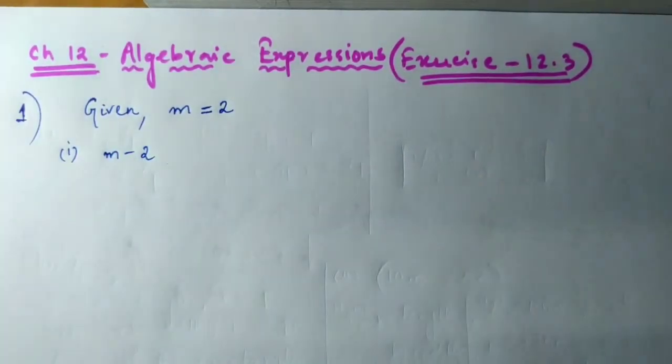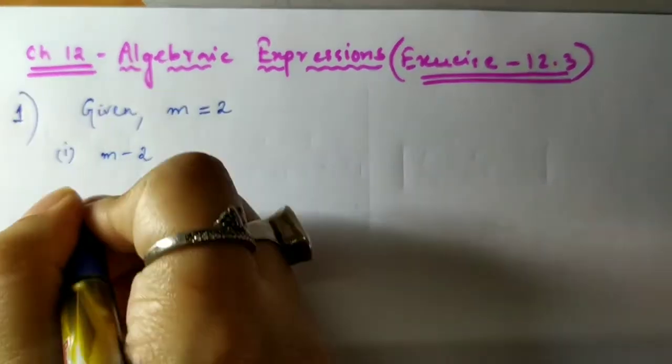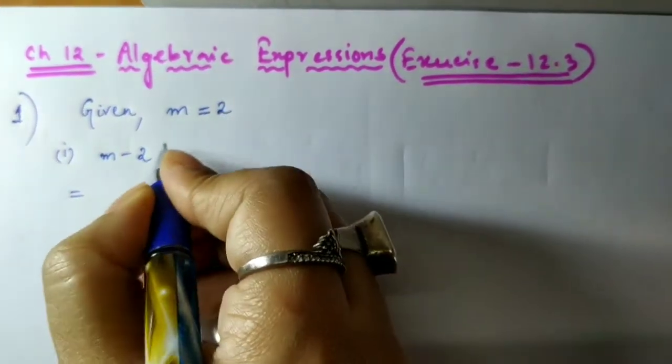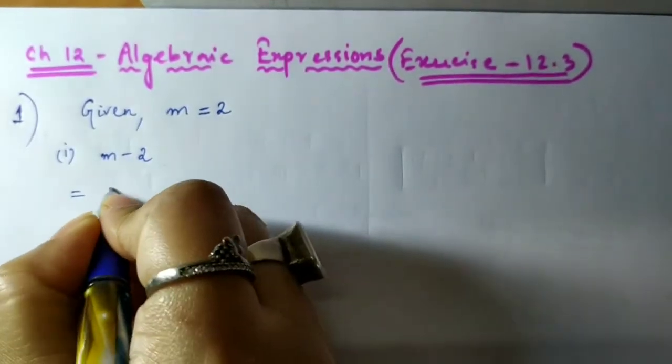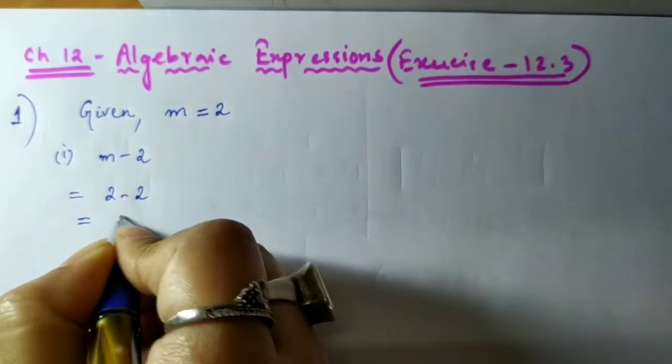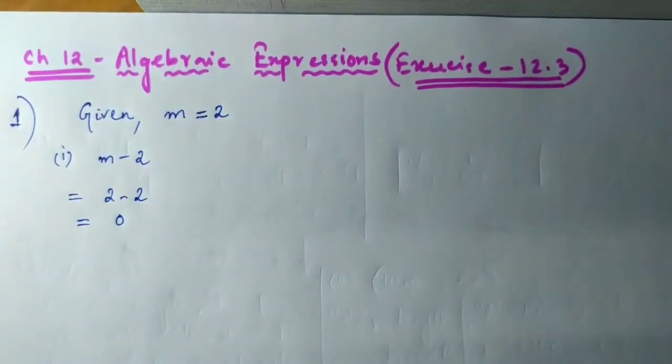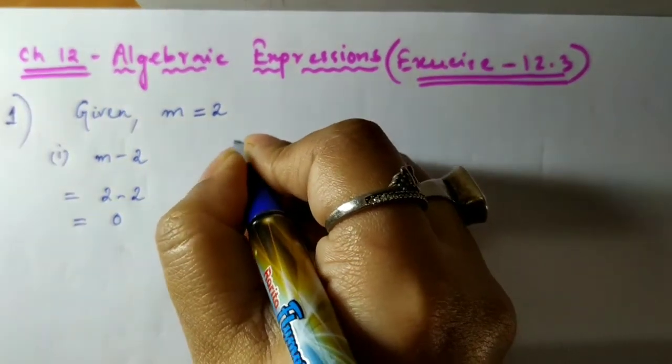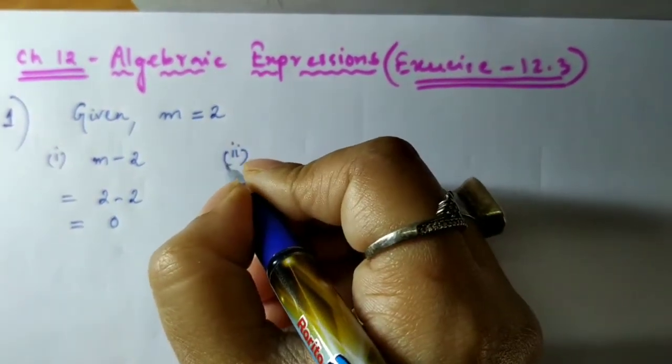Okay, so m value is given as 2. So what will be m minus 2? We'll just put the value of m that is given, that is 2, in place of m: 2 minus 2, which will be equal to 0. Okay, in the same way, this process will be repeated for the other sums.